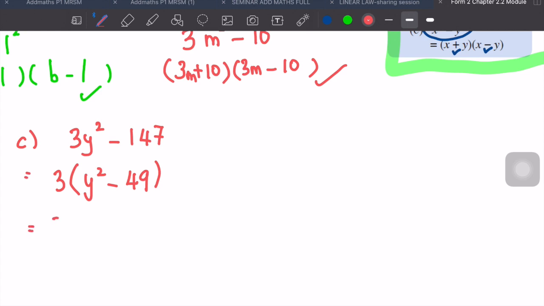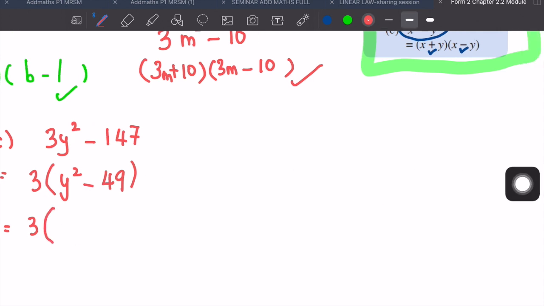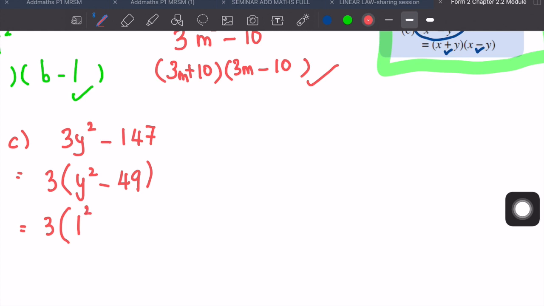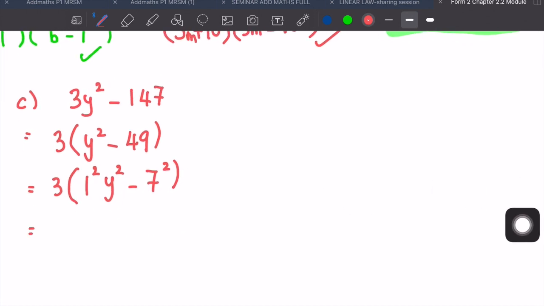Sekarang tengok betul-betul pada yang dalam kurungan ini. Dalam kurungan kita boleh tulis dalam perfect square. So kita tahu depan y ni ada 1 kan. So 1 pun adalah perfect square. 1 square y square minus 49 is 7 square. Nampak semua ni dah ditulis dalam bentuk perfect square dan minus tengah-tengah. So apa kita buat? 3, 2 bracket. 1 tambah 1 tolak, salin balik tanpa kuasa 2. So we have y7, y7.